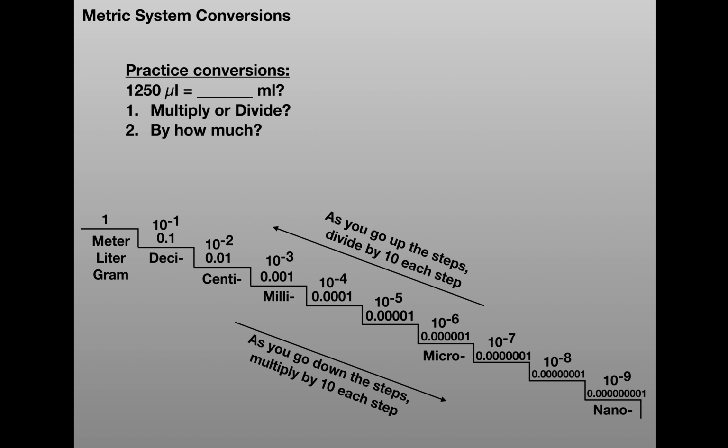All right, let's give this one a shot. 1,250 microliters gives you how many milliliters? This is a pretty common conversion in science, where we often go from microliters to milliliters, and milliliters back to microliters. So again, do we need to multiply or divide? And then how much? See if you can use the diagram below to answer the question.